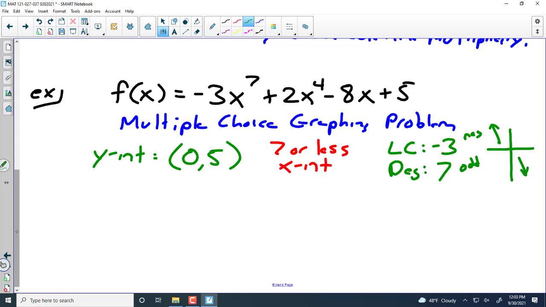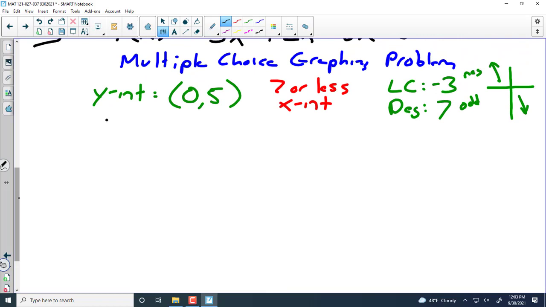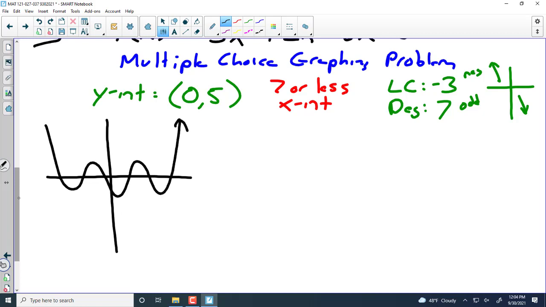That's going to be this guy right here. All right, now this is a multiple choice problem. So let's say that one of the choices looks like this. 1 x-intercept, 2, 3, 4, 5, 6 x-intercepts. Is that the right graph? Why not? Oh, this one has the wrong end behavior. So we can eliminate that one right off the bat. Wrong end behavior. No good.